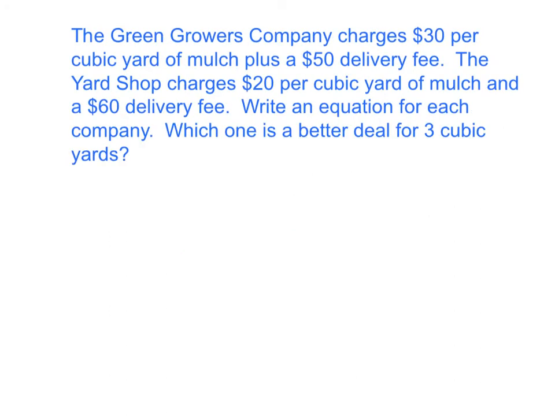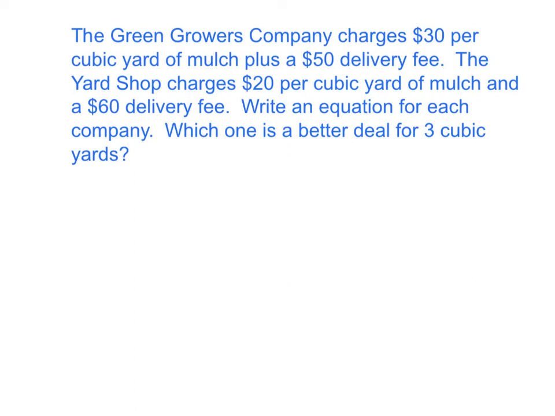All right, let's try this one. The Green Growers Company charges $30 per cubic yard of mulch plus a $50 delivery fee. The yard shop charges $20 per cubic yard of mulch and a $60 delivery fee. Write an equation for each company. Then answer the question, which one is a better deal for 3 cubic yards? All right, pause your video, write the two equations, then figure out the answer to the question, which is a better deal for 3 cubic yards, and restart to check your answer.